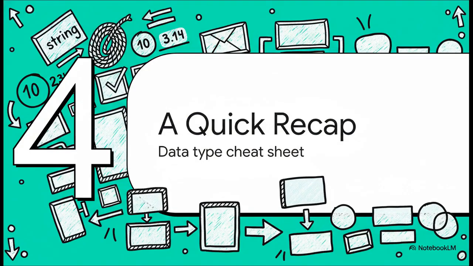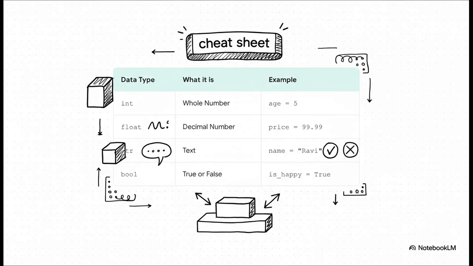Phew, okay, we've actually covered a ton of ground here. So before we wrap up, let's do a really quick recap, a little cheat sheet to make sure all these ideas stick. And here it is, everything you need in one place. Int is for whole numbers. Float is for any number with a decimal. String is for text, and, you guessed it, it's got to be in quotes. And bool is for your simple true or false values. Seriously, this little table is the foundation for almost everything you're going to do in Python.